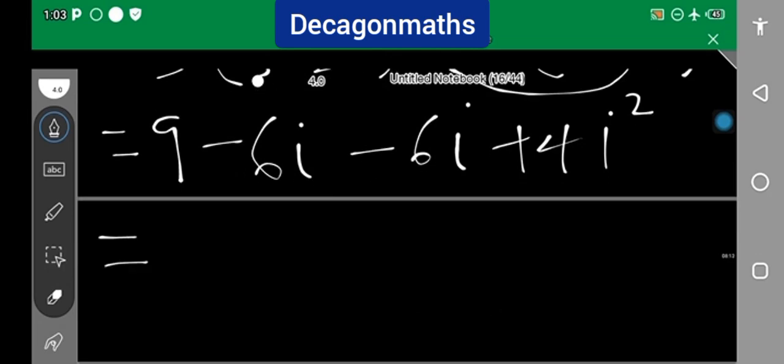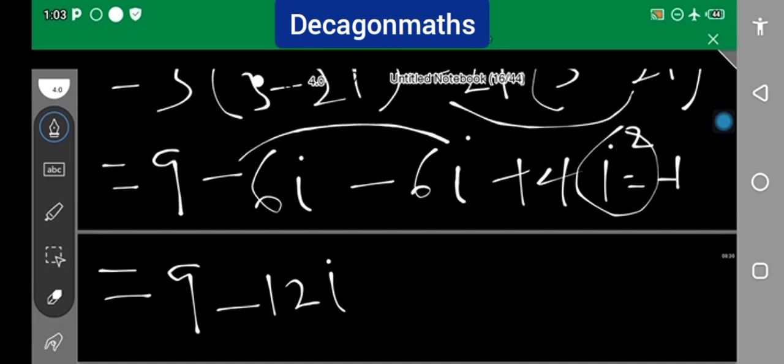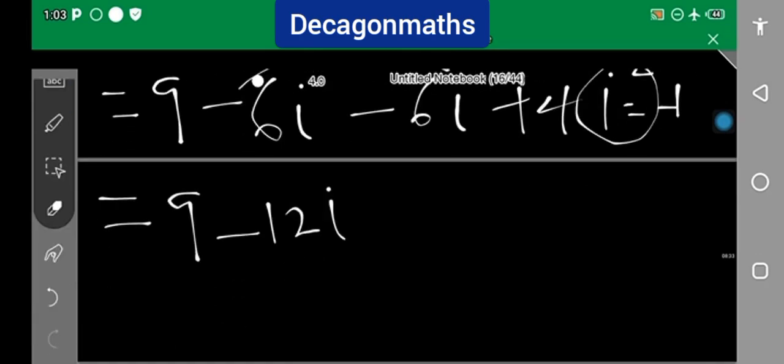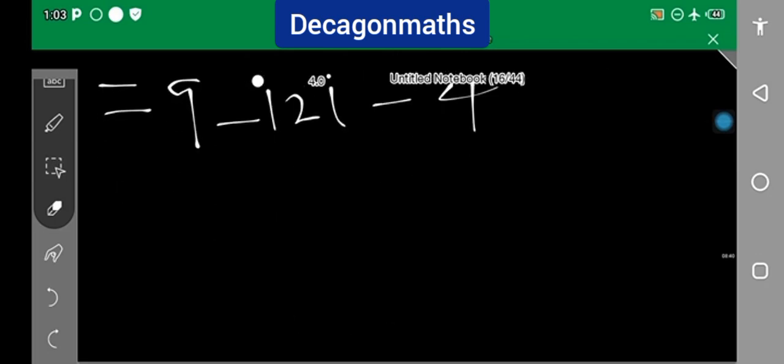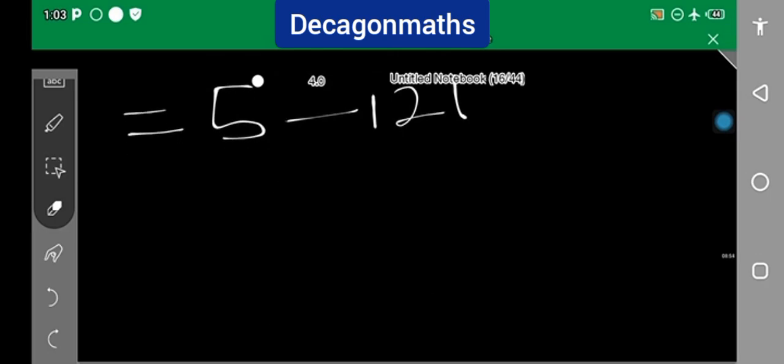And now this equals 9. We can add this minus 6i and minus 6i to give minus 12i, and then i squared here becomes minus 1. So over there we are going to have minus 4. So from here then we add 9 minus 4 is 5. So we have 5 minus 12i. That is the answer to the second question.